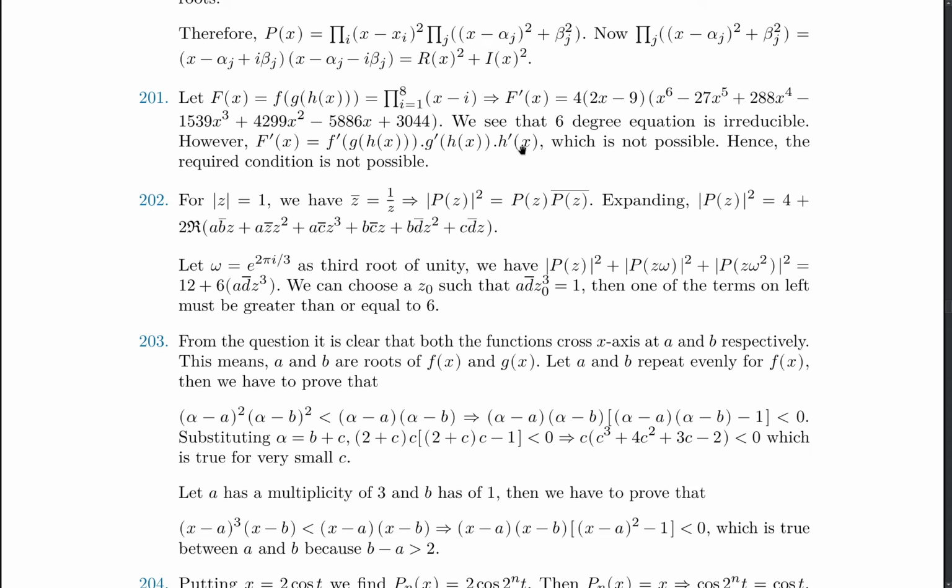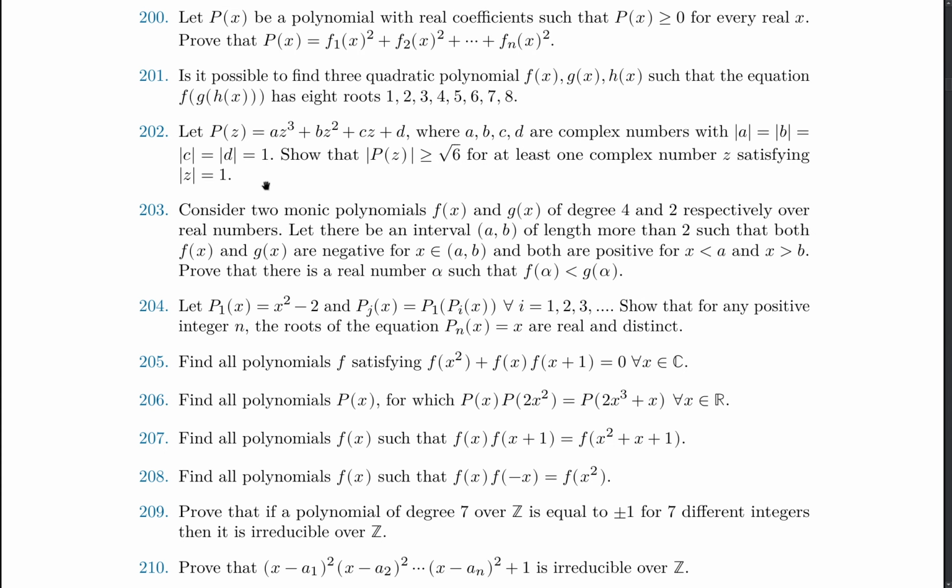So can't be. Now question 202 says that let p of z is equal to a z cube plus b z square plus c z plus d, where a, b, c, d are complex numbers such that their modulus are 1. Basically it's the unit circle on the Argand plane. Show that mod p of z is greater than or equal to square root of 6 for at least one complex number z satisfying mod z is equal to 1.